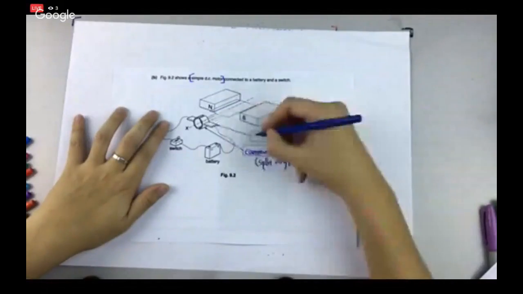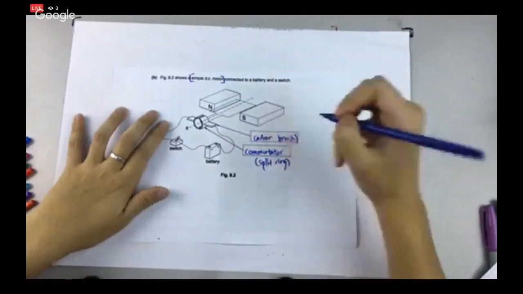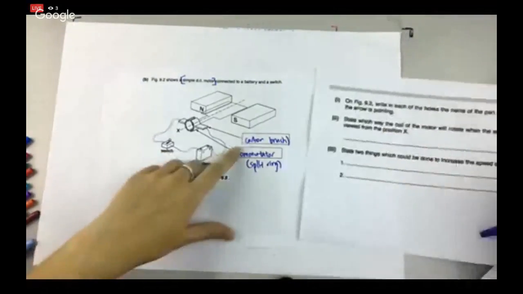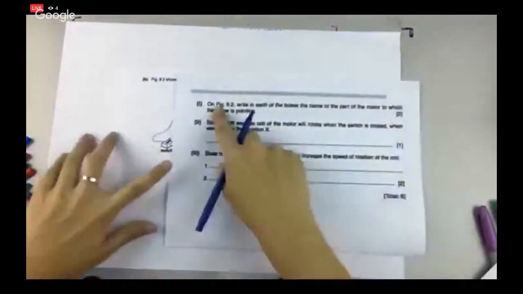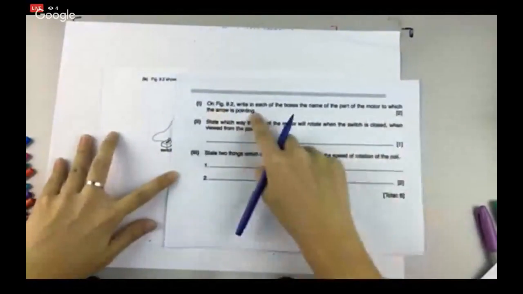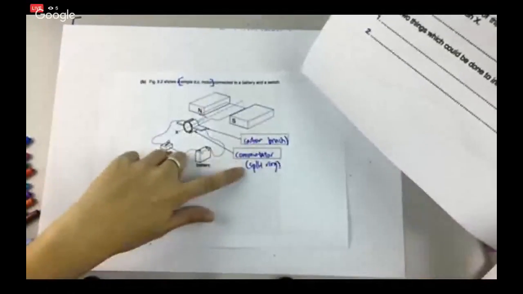So what do you write now? The next question says, on figure 9.2, write in each of the boxes the name of the motor part the arrow is pointing to. This is the carbon brush, and this is the commutator or split ring. Then state which way the coil of the motor will rotate when the switch is closed, viewed from X. Positive means current going in. So this one will be in, this will be out.